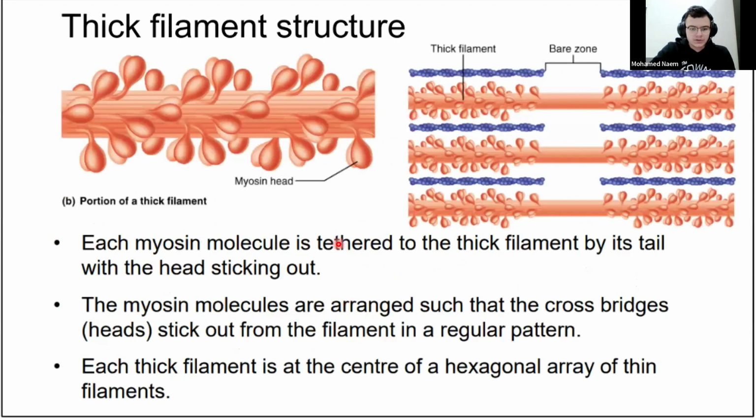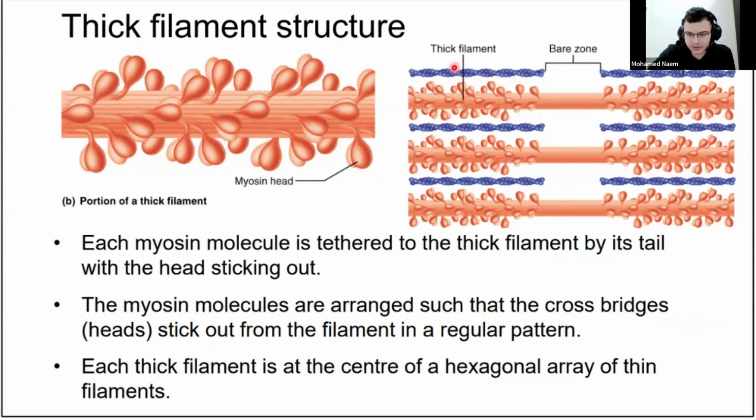Okay. So remember, guys, when we said 300 myosin molecules, this whole thing is one thick filament. See how many heads we have? We have so many. All of this is just one thick filament. So let's read it together. Each myosin is tethered to the thick filament by its tail, and the head is for the binding. So obviously the head is going to be sticking out.